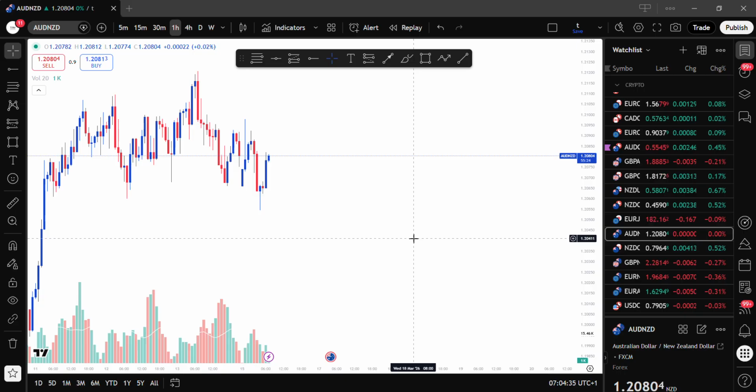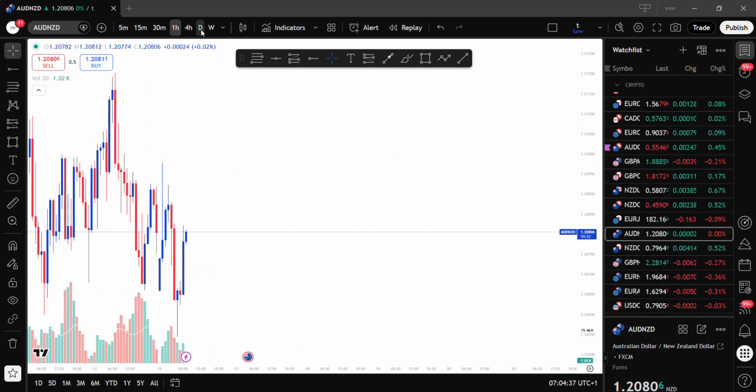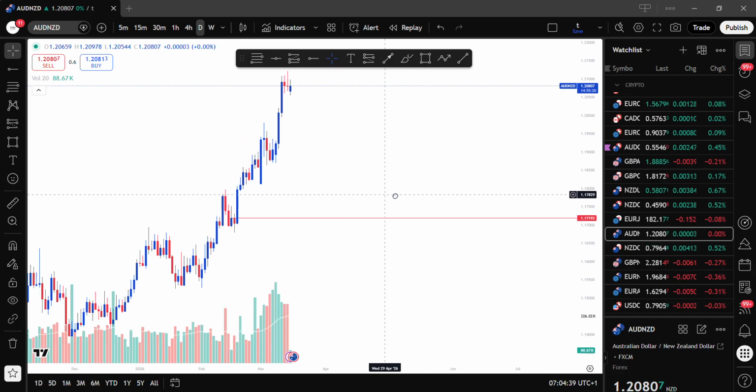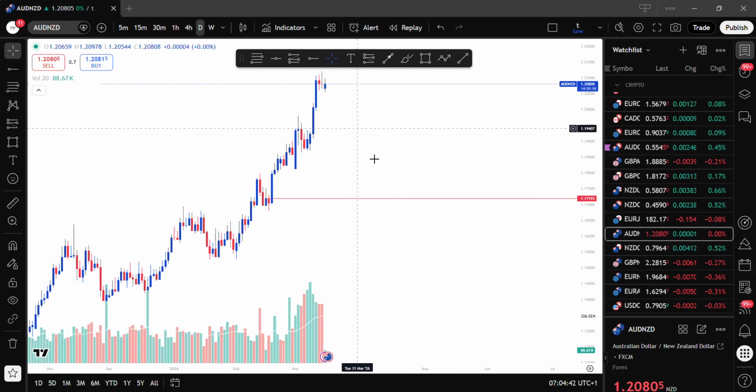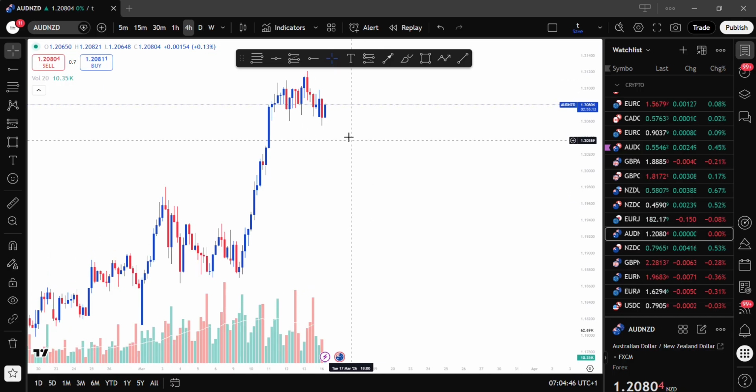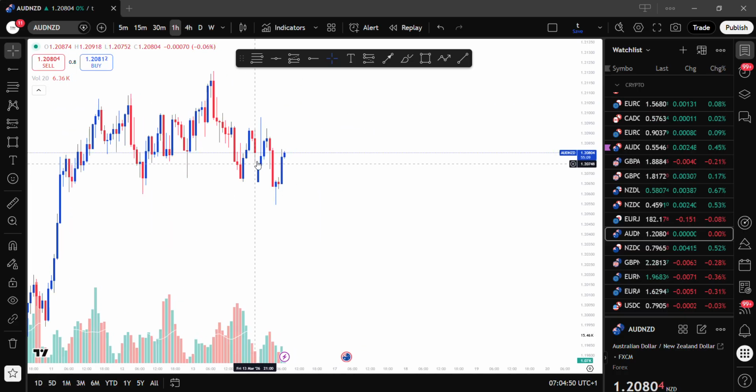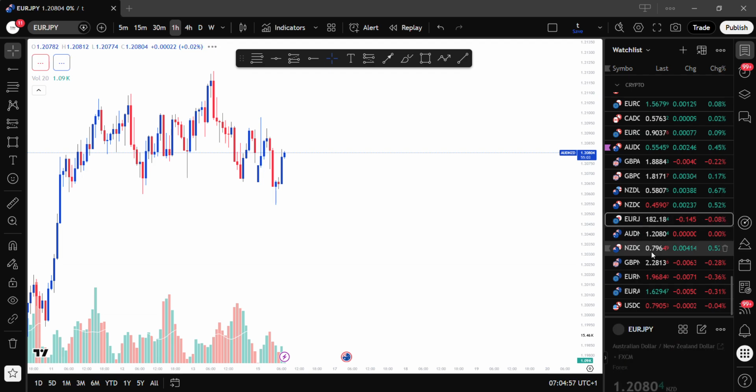On the AUD NZD daily time frame, market seems to be buying the whole time. We should be setting up a reversal to this point if it happens. On the 4 hours, you can see it is buying. On the 1 hour, it's trying to make a change of character from this point. If it respects this other block, that will be a change of character to the downside. Let's wait and see what happens.